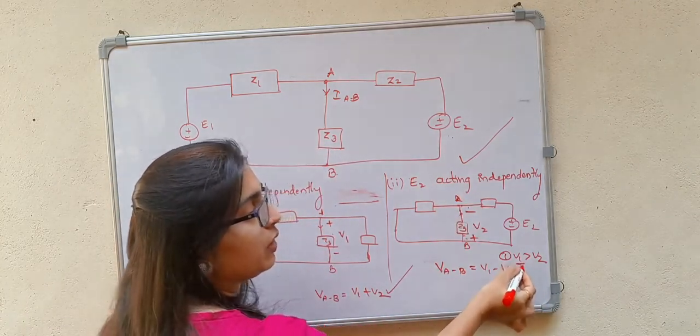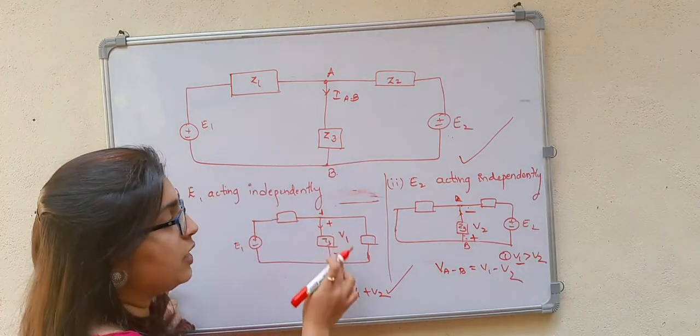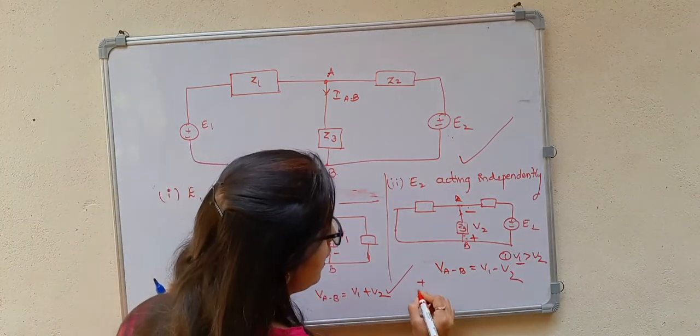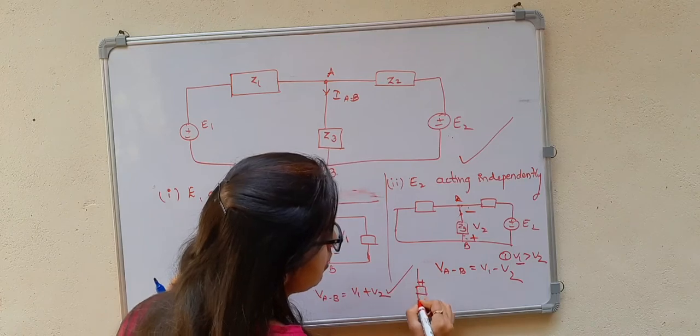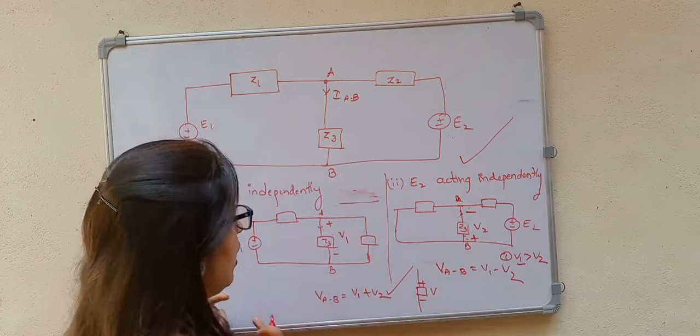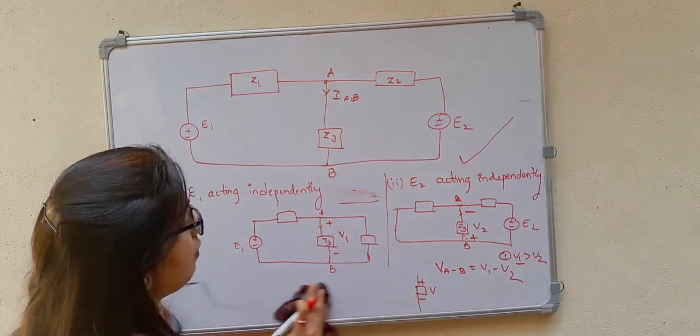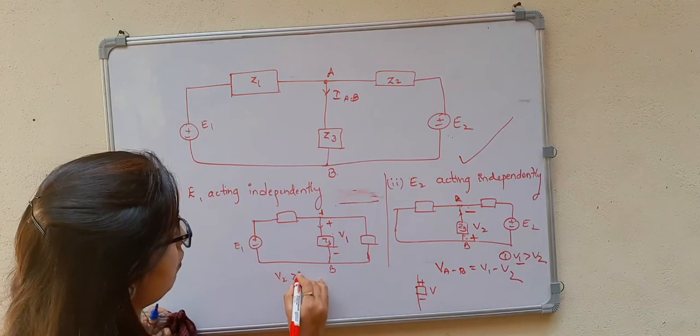It will be equal to the larger voltage polarity. So it is plus minus. So the resultant will be plus minus V. Okay. And suppose V2 is greater than V1. V2 is greater than V1.